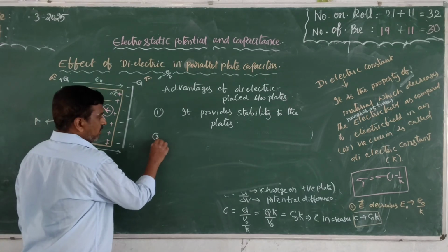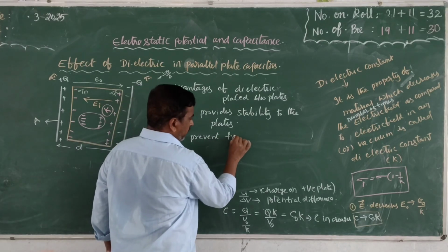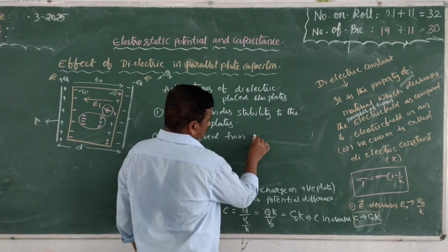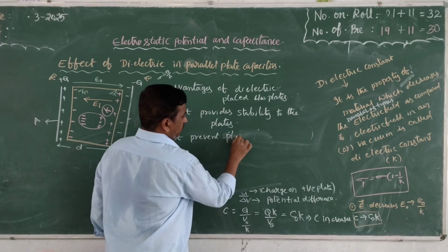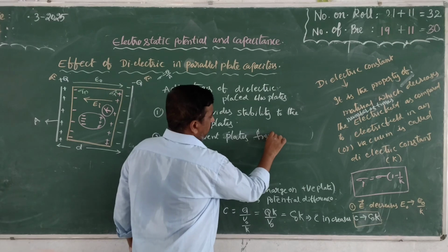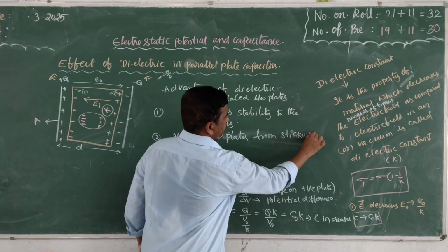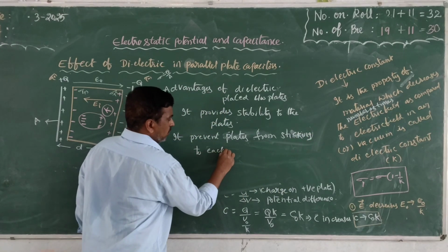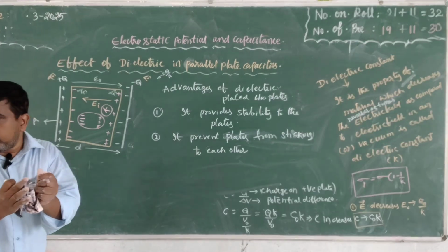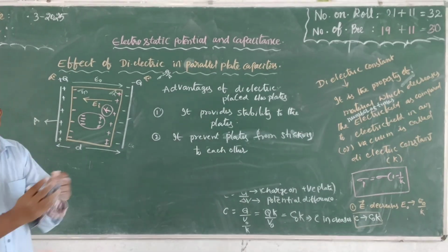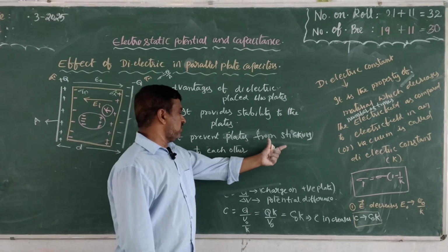Second one, dielectric prevents the plates from sticking to each other. If dielectric is not there and the plates are very close, positive and negative will attract, and the plates will stick to each other. So the dielectric prevents this.